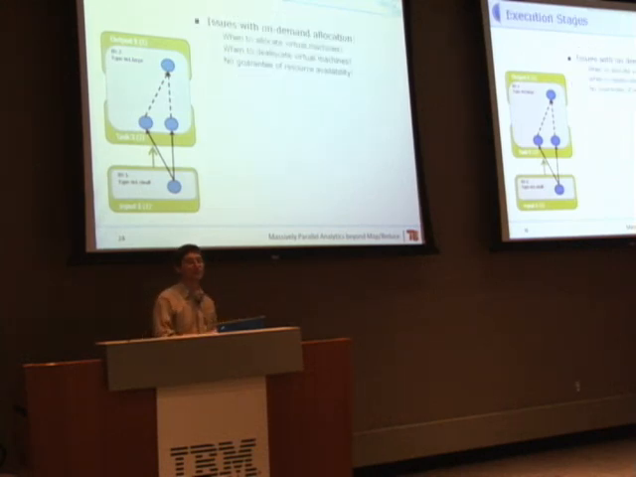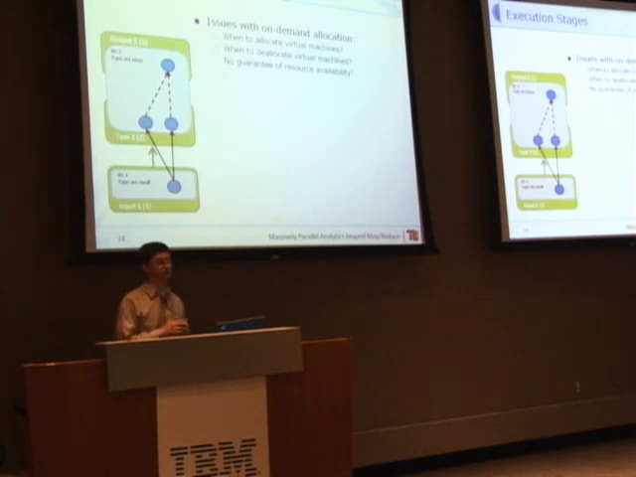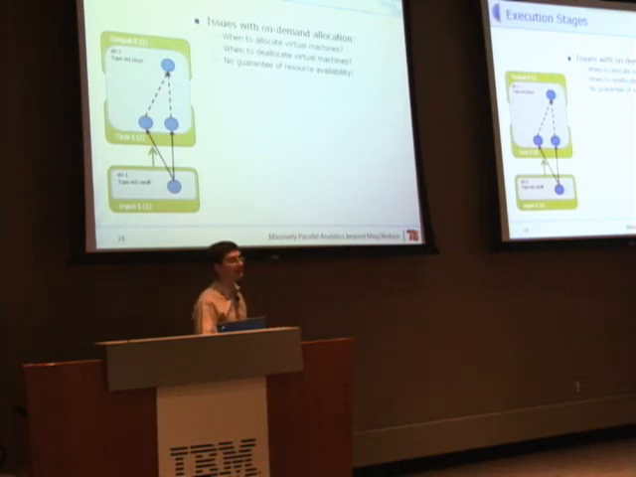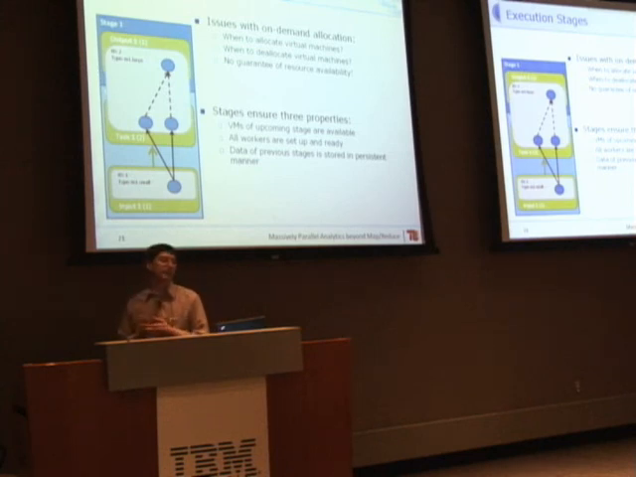However, there are some issues with this on-demand allocation. The question is really, when should we allocate virtual machines? Because you may need more virtual machines for the next stage, so you need to be sure that those are available. And in general, you don't really have a guarantee of resource availability. In order to overcome that, we have introduced into Nephele a concept which we call stages.